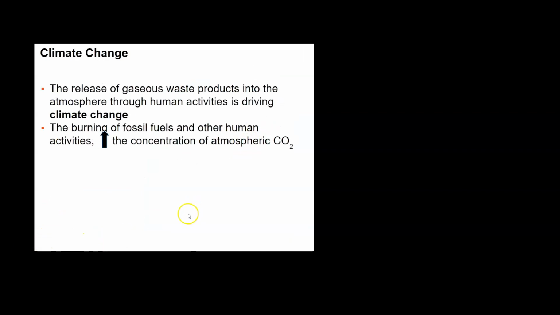So now I want to focus a little bit on climate change. So climate change is the result of the release of gaseous waste products into the atmosphere through human activities like driving cars. And that drives climate change. The driving of cars that are fossil fuel burners causes the concentration of atmospheric carbon dioxide to increase.